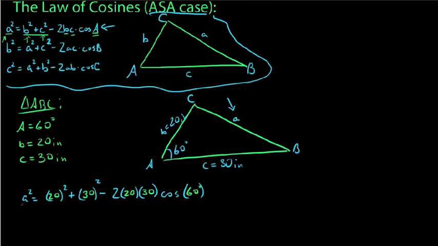The only thing we don't know here is A squared. So going ahead and working with this, let's clean this up a little bit. We say A squared equals 20 squared, which is 400, plus 30 squared, which is 900, minus 2 times 20 times 30. 20 times 30 is 600, and double that, so minus 1200 times cosine 60. For the sake of convenience, we know the cosine of 60 to be a half. So let's clean this up even further.